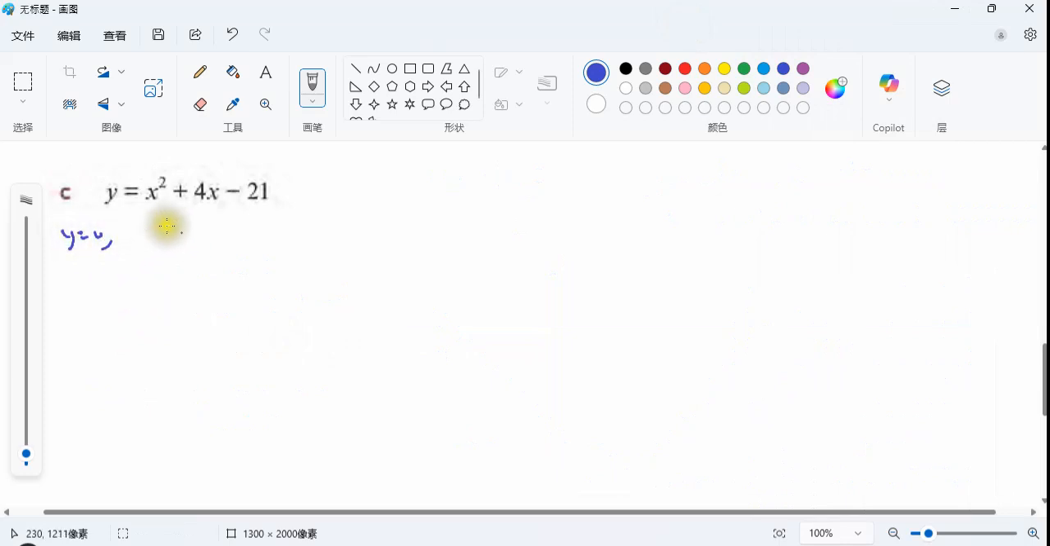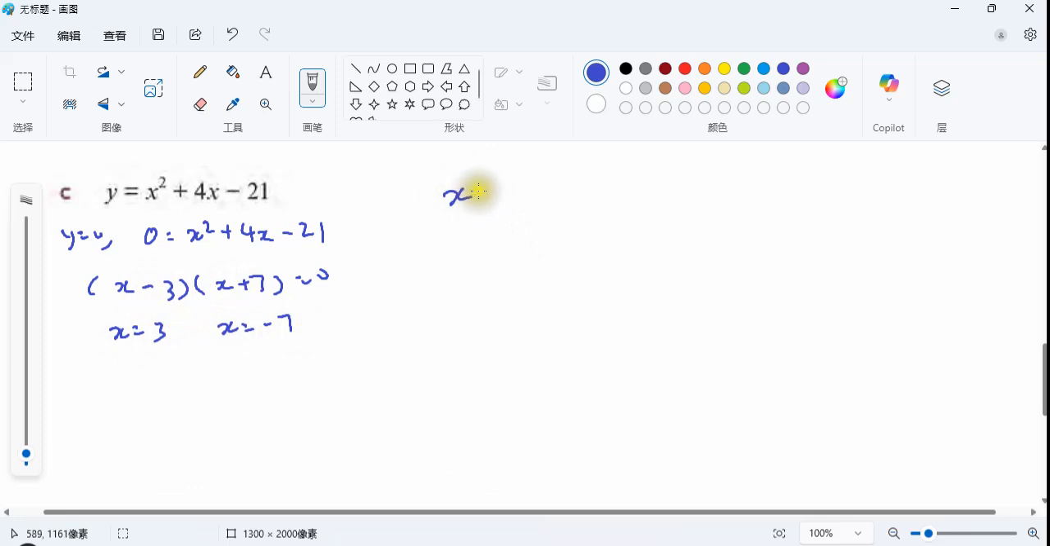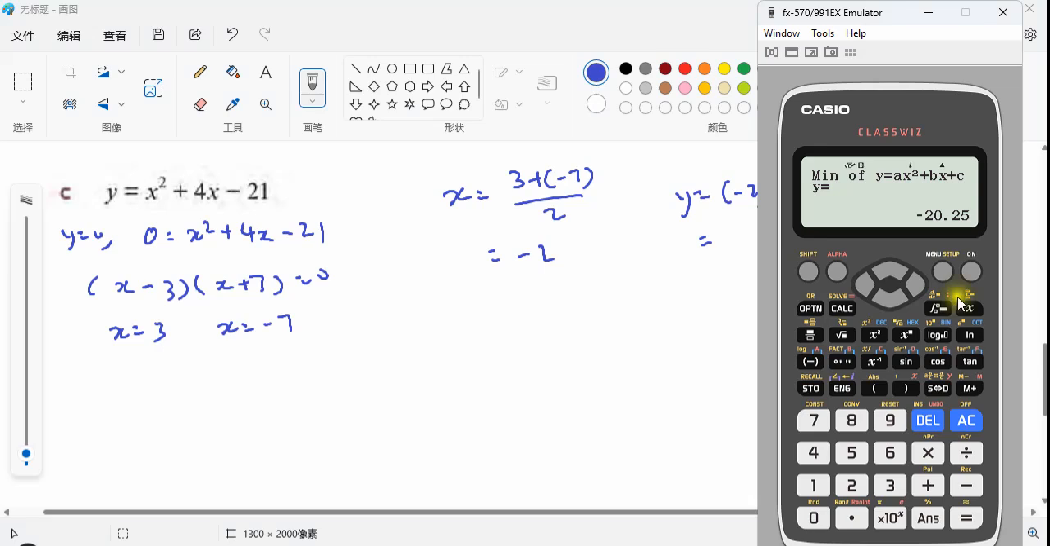C, when y equals 0, then we have 0 equals x squared plus 4x minus 21, and then we do the factorization. X minus 3, x plus 7, so x equals 3, x equals negative 7. So the axis of symmetry will be negative 2. So y equals negative 2 squared plus 4 times negative 2 minus 21.